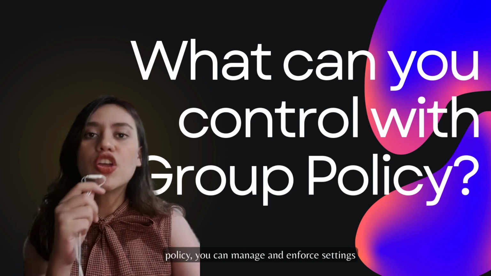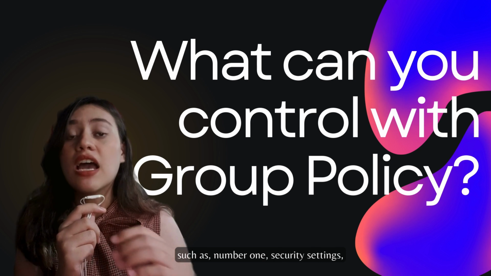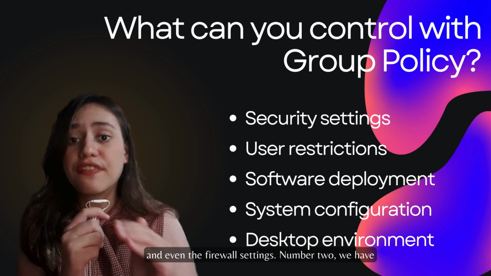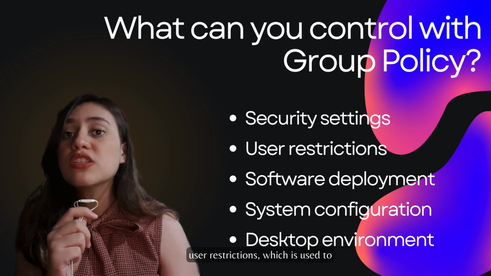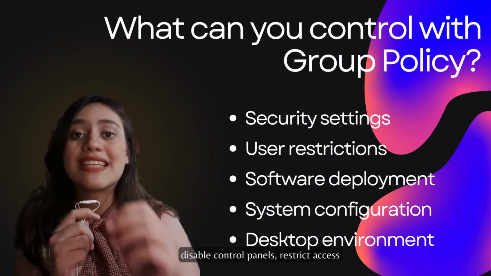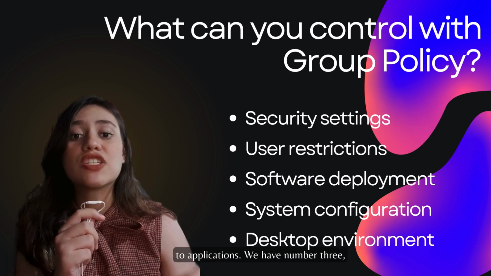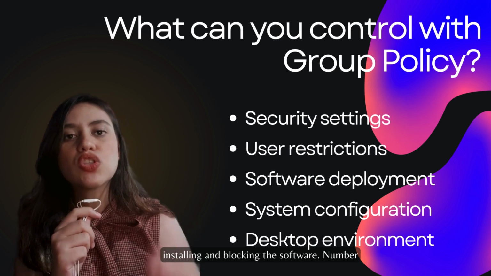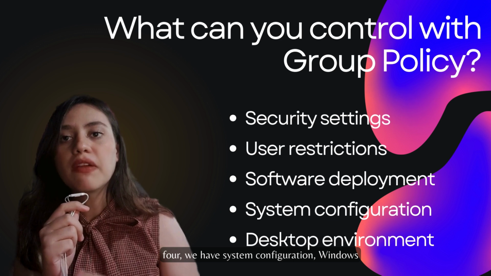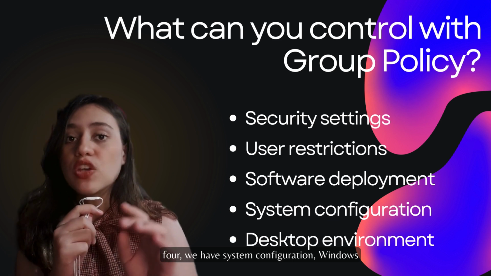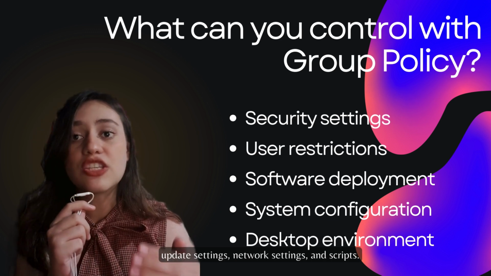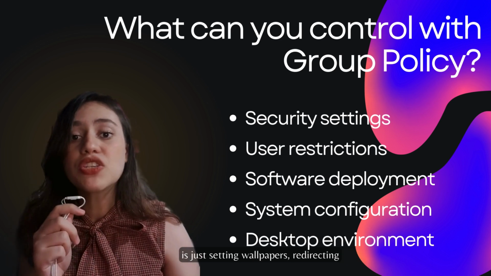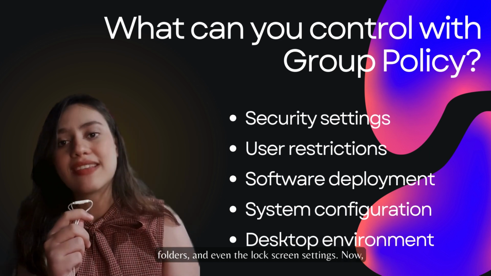With group policy, you can manage and enforce settings such as number one, security settings, which are password policies, lockout policies, and even the firewall settings. Number two, we have user restrictions, which are used to disable control panels and restrict access to applications. Number three, software deployment, which is automatically installing and blocking software. Number four, we have system configuration: Windows Update settings, network settings, and scripts. And lastly, we have desktop environment, which is just setting wallpapers, redirecting folders, and even the lock screen settings.